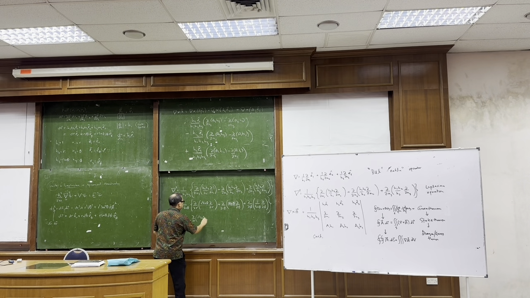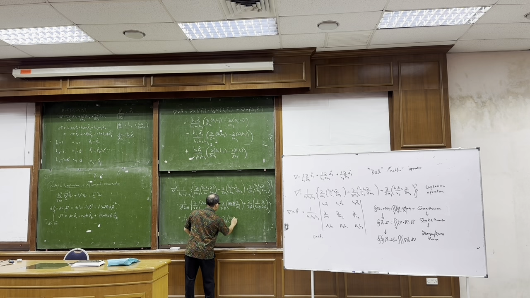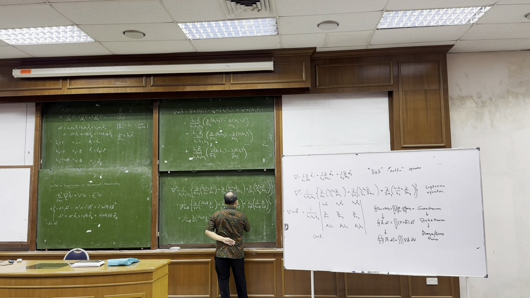Okay, and then this one also 1 over R squared sin theta, and then this is d theta, sin theta d theta. Okay, and then you have this one, 1 over R squared sin theta, and then d phi, then 1 over sin theta, and then d phi. Okay, you open up already.